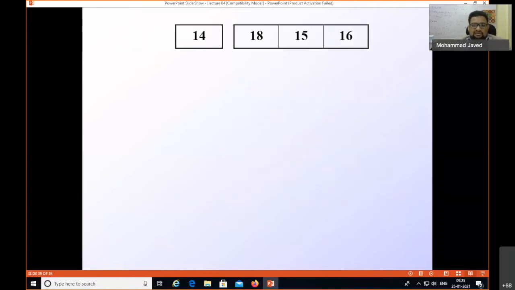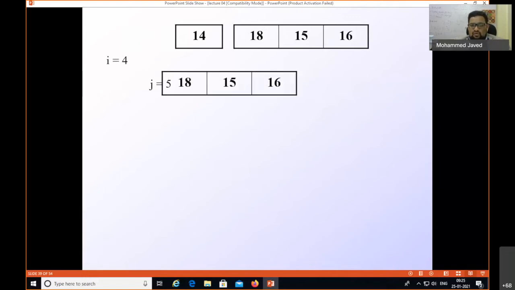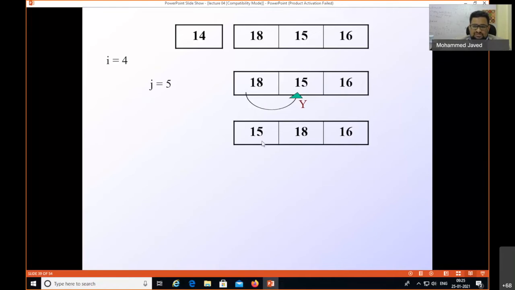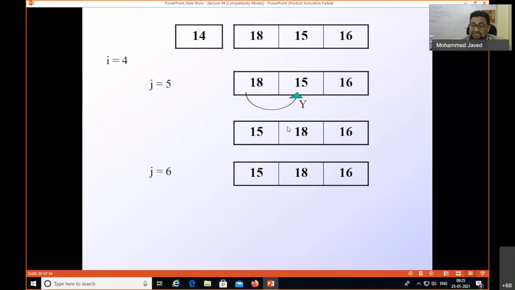And now again, we are left with three more elements, and I becomes 4, J becomes 5. And now I check whether this 15, the jth element, is smaller than the ith element, that is the 18. Yes, so now swapping will take place, and 15 will come to this position, and 18 will go here. And now again I have to check whether 16, the next element, that is J equal to 6, is smaller than 15. No, so no swapping will take place here.